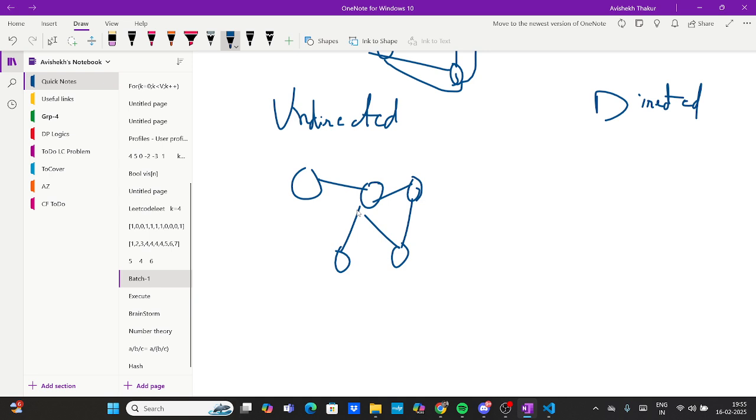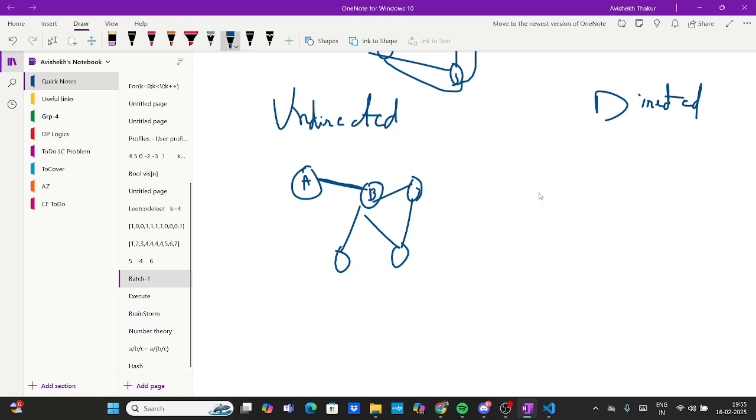Because you don't know whether A is actually connected to B or B is actually connected to A, right? I mean, there is no kind of direction given. That means A and B both are related with each other. That is, you can go from A to B, also you can go from B to A. So this is undirected, that is, there is no direction given between the edges.